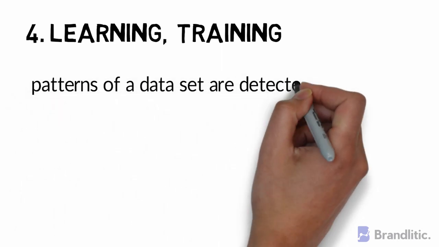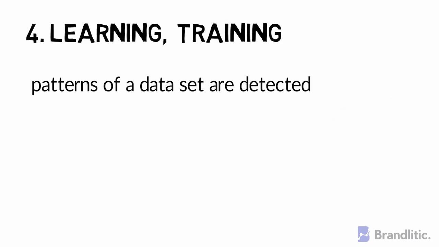Number 4. Learning or training. It is the process in which patterns of a dataset are detected. Also, this is what we call the heart of machine learning, as once patterns are identified, predictions can be made with new data being fed into the system.